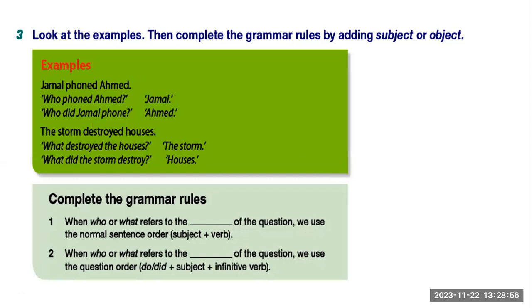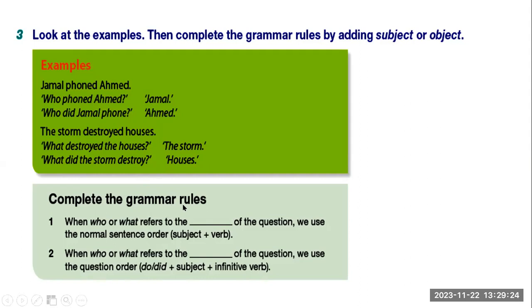Jamal phoned Ahmed. Who phoned Ahmed? Jamal. What did Jamal phone? Ahmed. The storm destroyed the houses. What destroyed the houses? The storm. What did the storm destroy? Houses.